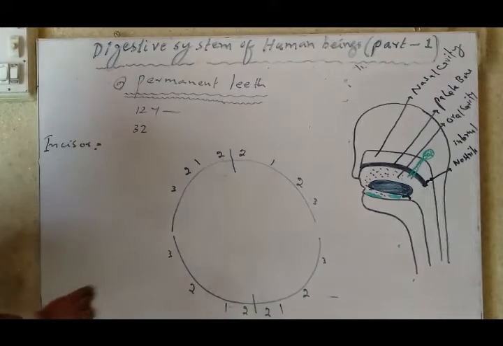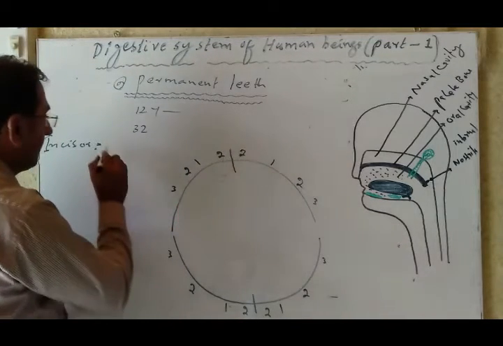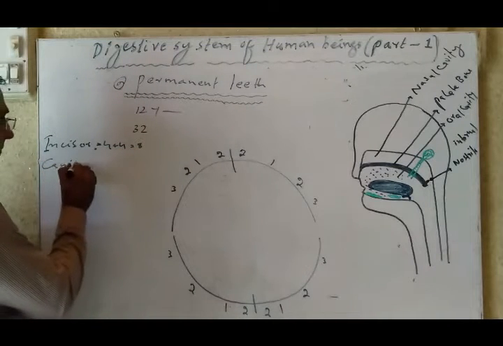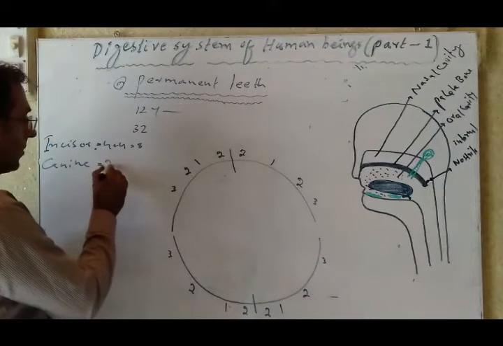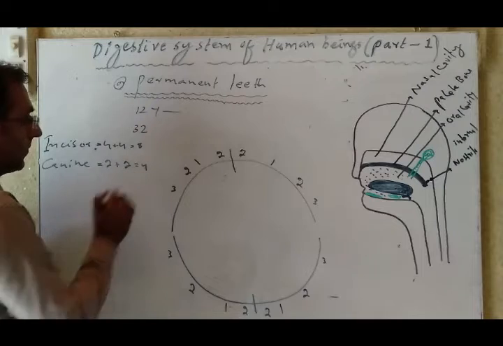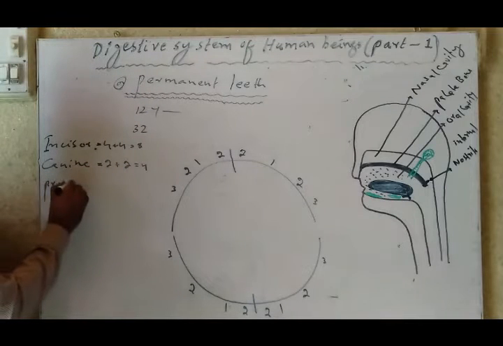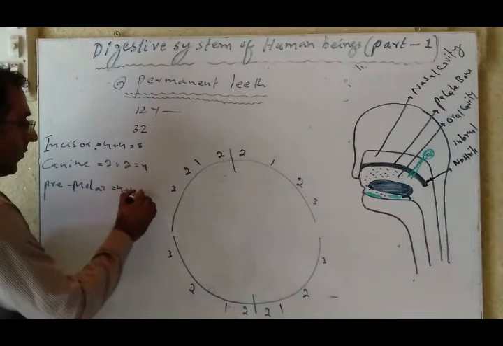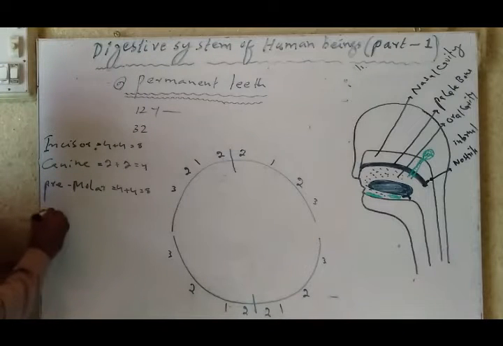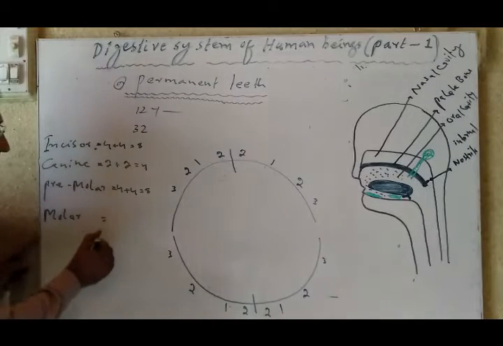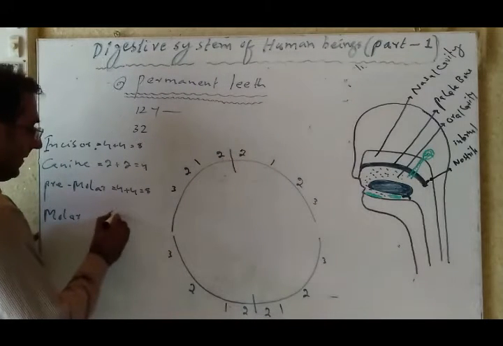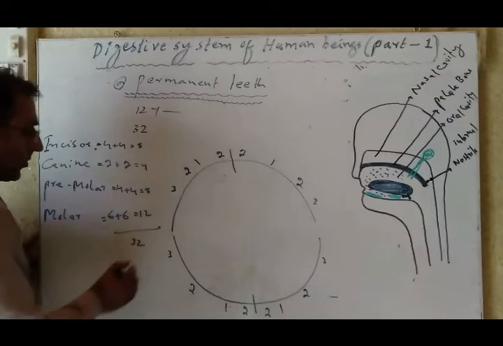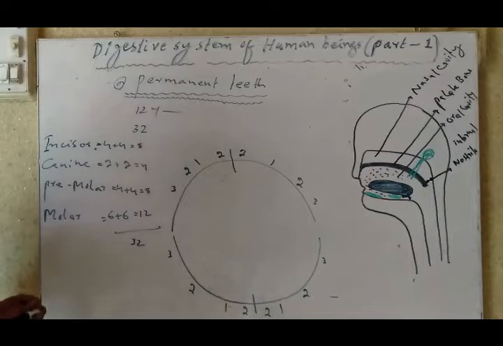Front teeth are known as the incisor, 4 in upper jaw, 4 in lower jaw, 8. Canine, 2, 2, 4. Premolar, 4, 4, 8. Molar, 6 into 6, 12. When all these are added, then the total number is 32.